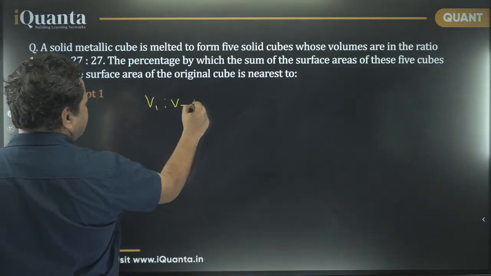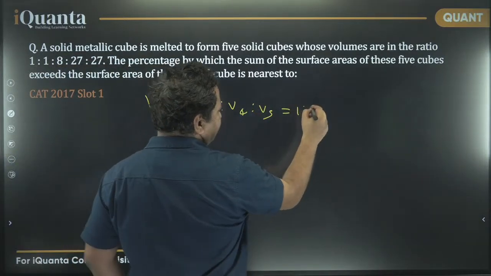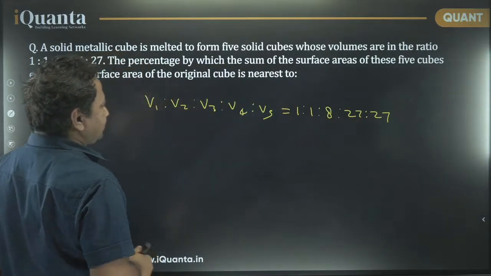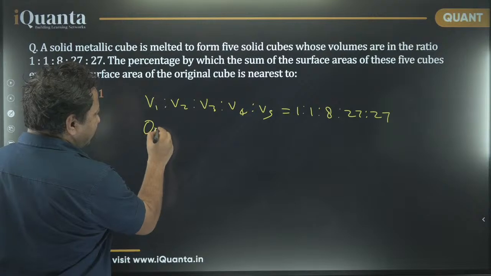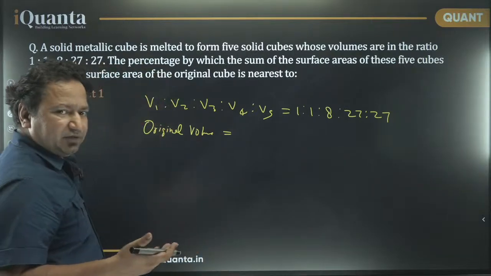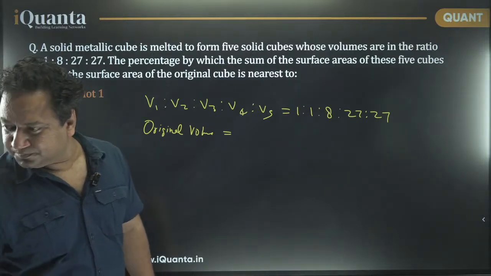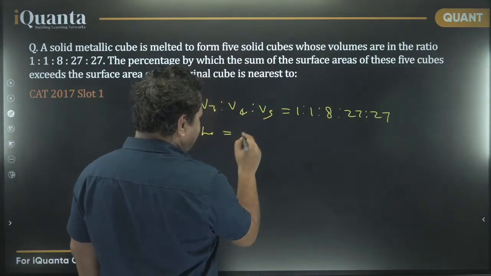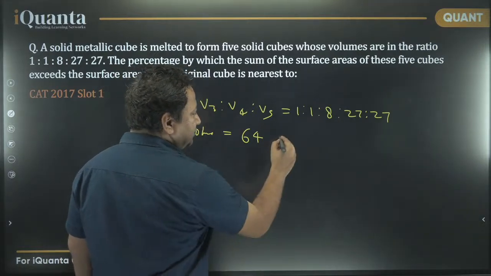V1 is to V2 is to V3 is to V4 is to V5 is given as 1 is to 1 is to 8 is to 27 is to 27. Okay. What does that mean? The original volume would be equal to, in terms of ratios, let's add all of it. What do I get if I add it? 64, isn't it? 64 cubic units.